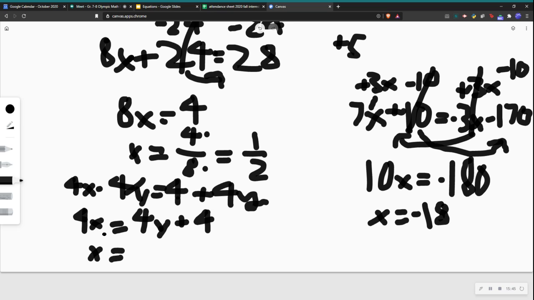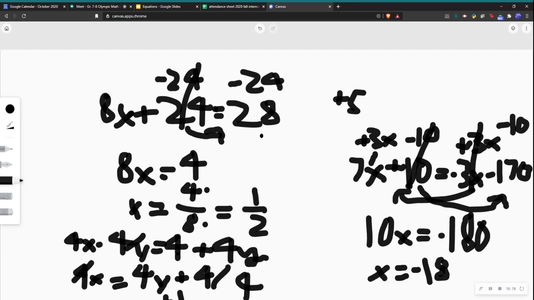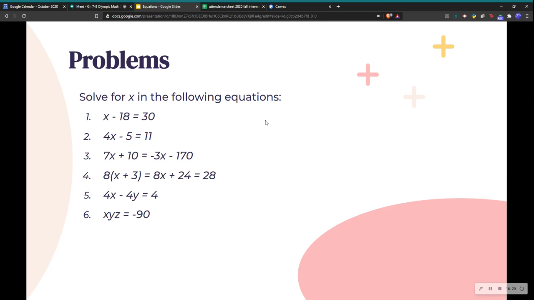All right. And then if we want x by itself, we have to divide both sides by 4. So divide by 4, and the 4 here is gone. So now we have 4y plus 4 divided by 4. And when you divide multiple terms by a number, you can divide each of the terms individually by that number. So you can do 4y divided by 4 plus 4 divided by 4. And that'll leave you with y plus 1. Does that make sense to you guys? Okay, hopefully that makes sense.